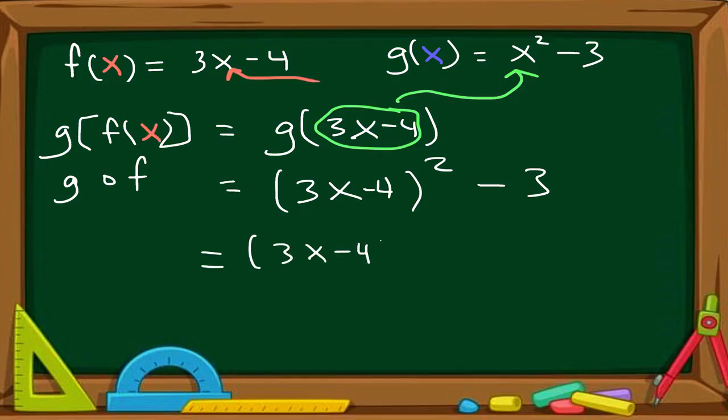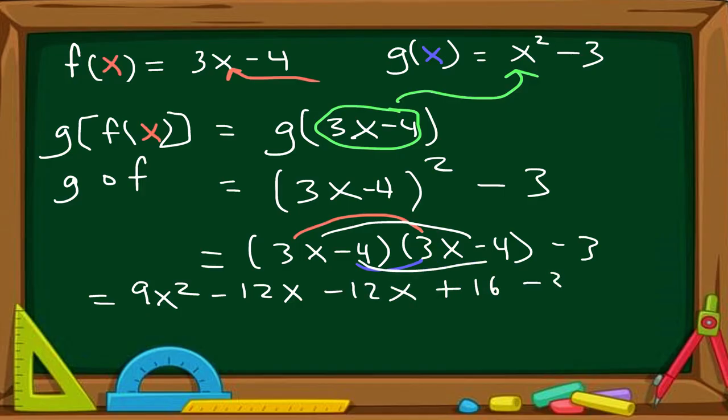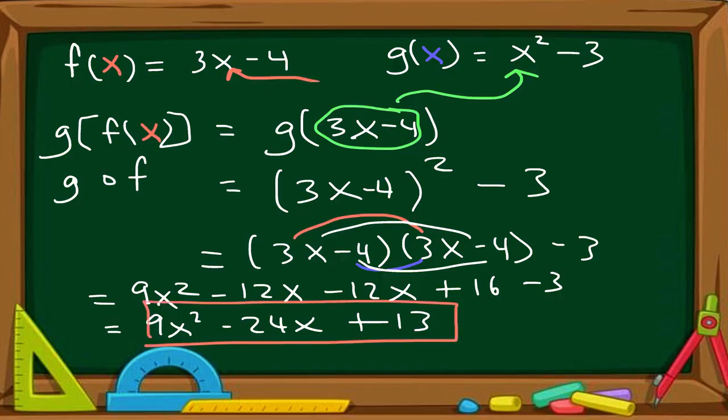3x minus 4 squared is 3x minus 4 times 3x minus 4. So if we FOIL it, 3x times 3x is 9x squared, and then 3x times negative 4 is negative 12x. Negative 4 times 3x is also negative 12x, and then negative 4 times negative 4 is 16. Negative 12 minus 12 is negative 24. 16 minus 3 is 13. So this is the value of g of f of x.